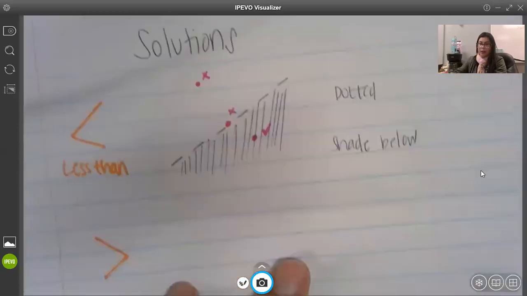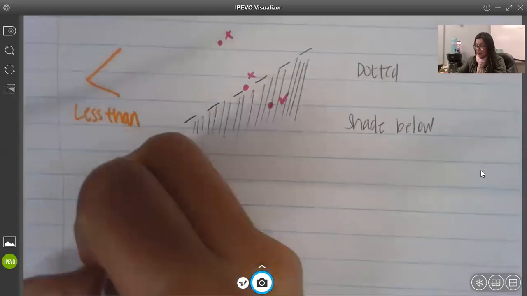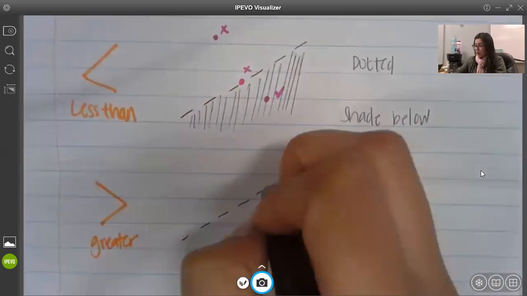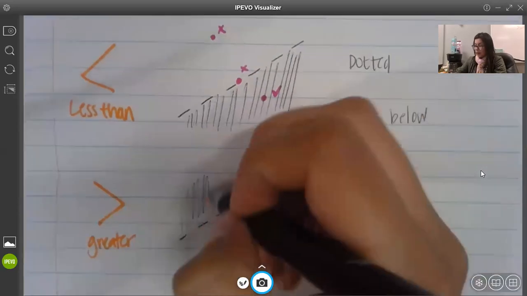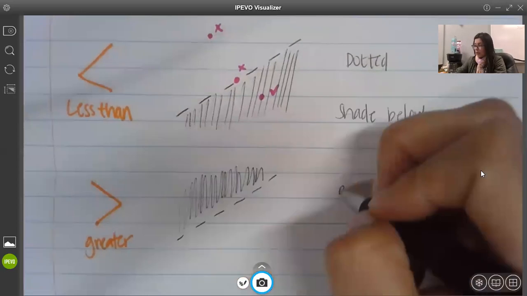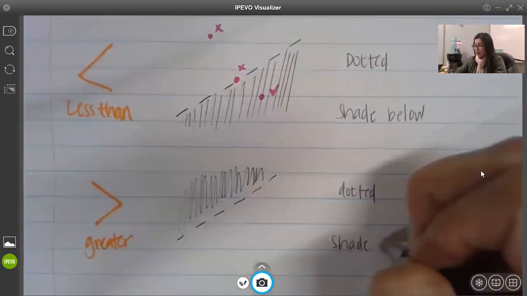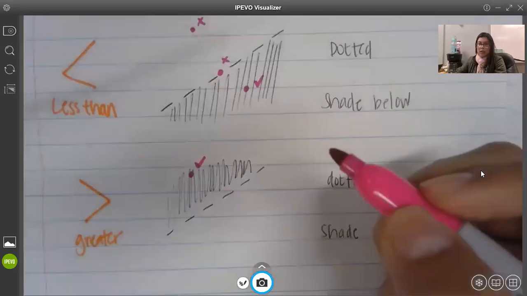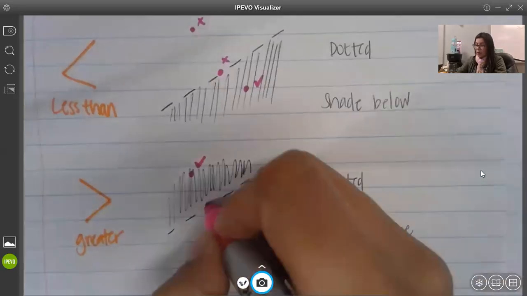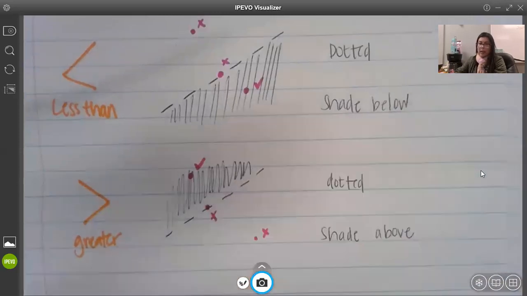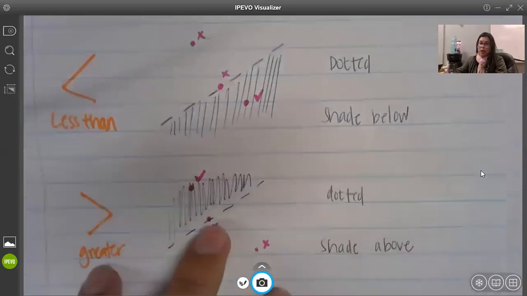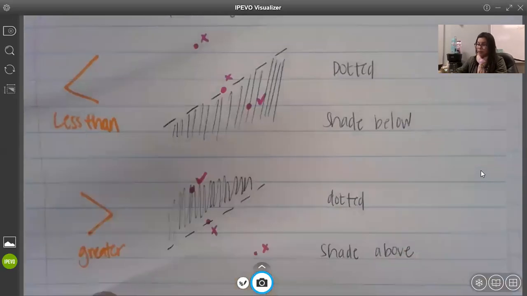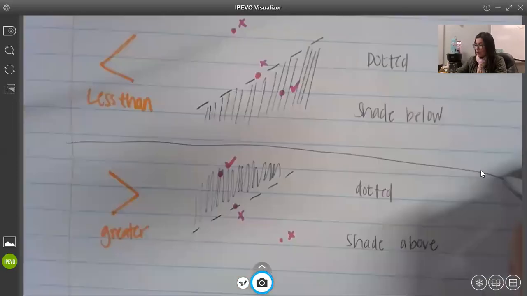Okay, this is for less than. Now for greater than, it's going to be above the dotted line. So again, you're going to have a dotted line and you're going to shade above. If I have a point here, that's a solution because it's in the shaded area. If it's on the dotted line, no. If it's out here in the white space, no. It has to be in the shaded area. So less than you shade below, greater than you shade above. Okay, so those are the first two.